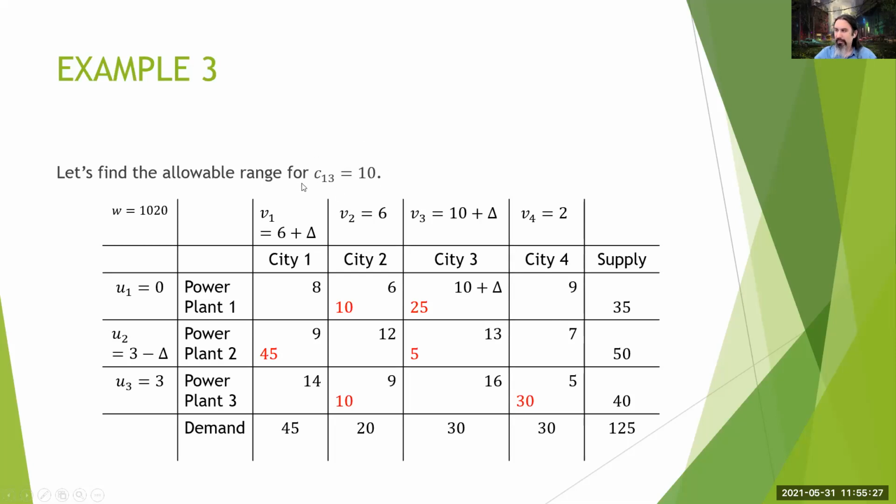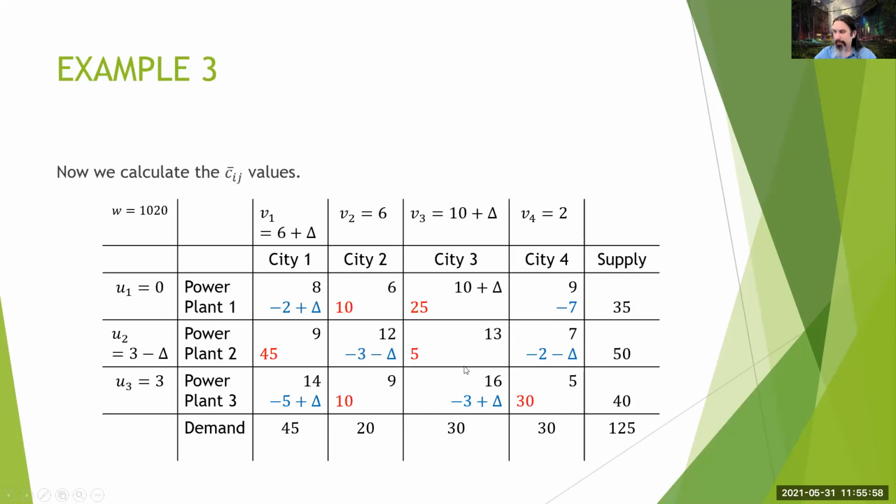So we start with C13. Okay, we are trying to find the range for this one. 10 plus delta. So we have a u1 of 0 over here. So it's going to be 10 plus delta. This will be 3 minus delta, and this will become 6 plus delta. Then we calculate all the values for non-basic variables over here. So they will be like this one, minus 2 plus delta, minus 5 plus delta, etc. Start with the positive ones, plus delta, plus delta, plus delta, 2, 5, 3. So 2 is my upper limit.